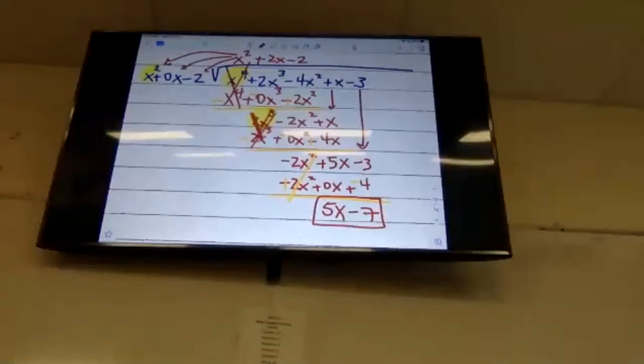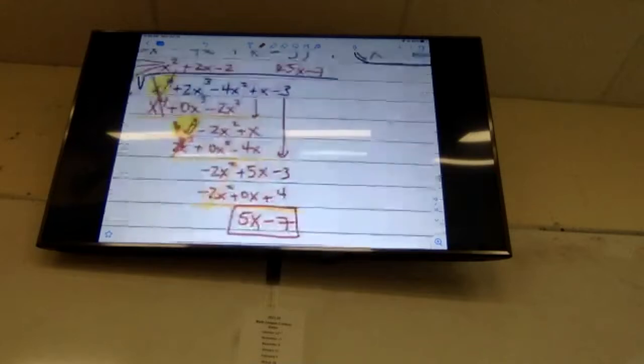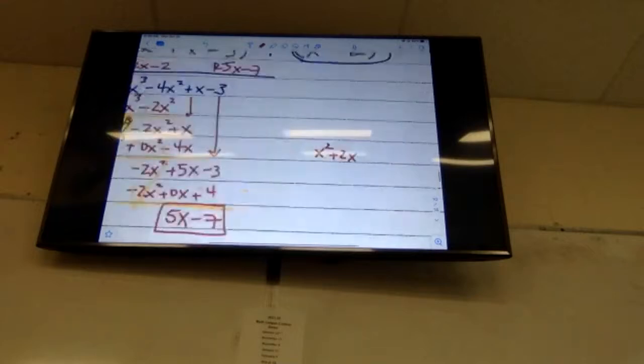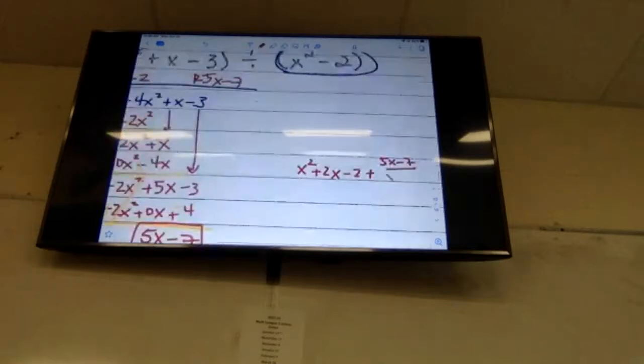Normally it's just one number, but because I have this trinomial on the outside instead of a binomial, I have an extra term here and I have nothing else to cancel it with. So my remainder is 5x minus 7, and we're gonna write it in the nice official way. My answer is x squared plus 2x minus 2, and then I'm gonna say plus 5x minus 7 over, and the denominator is what I had multiplied on the outside, x squared minus 2.